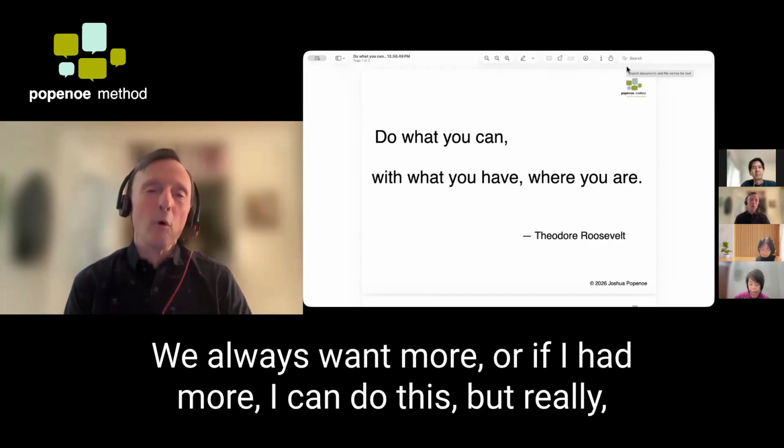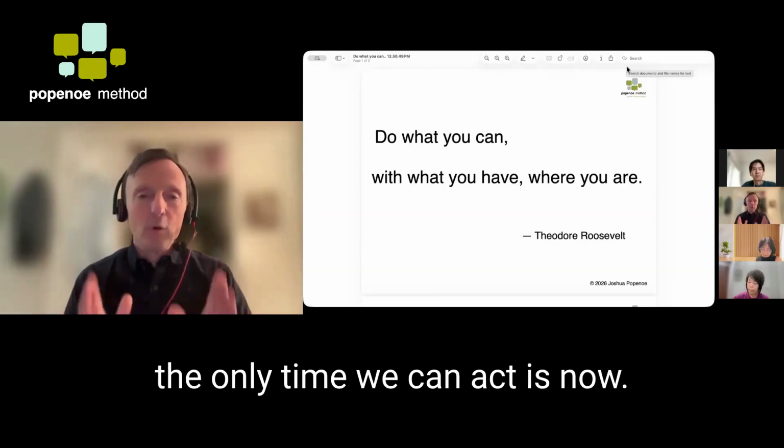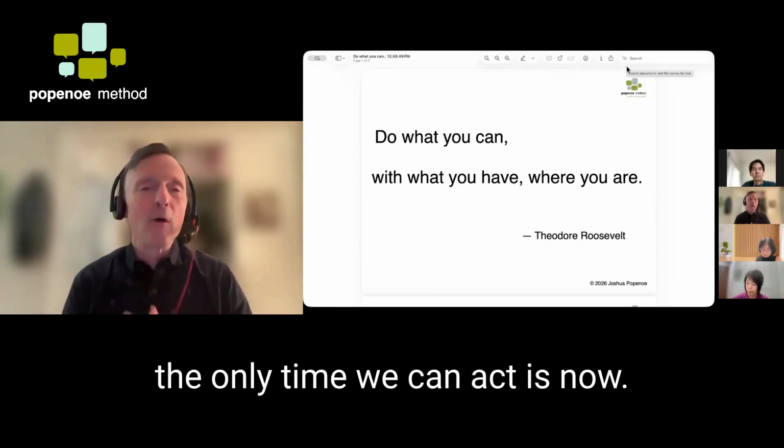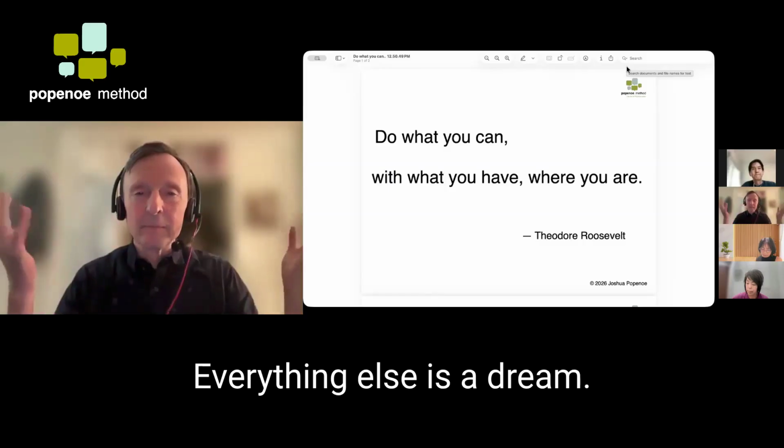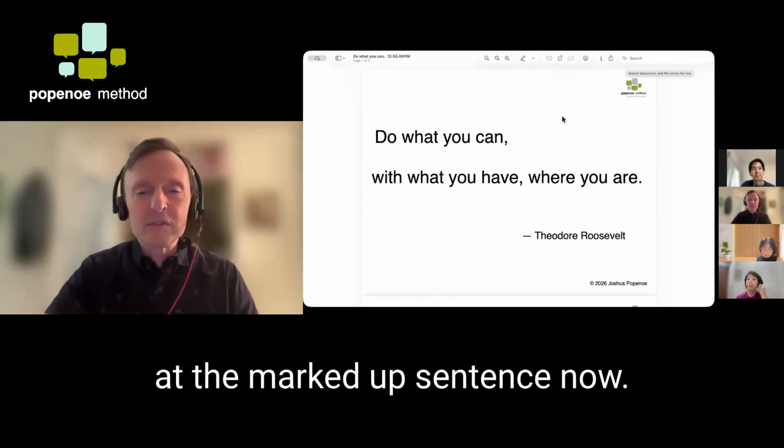We always want more. Oh, if I had more, I can do this. But really, the only time we can act is now. Everything else is a dream. So do what you can with what you have where you are. Let's look at the marked up sentence now.